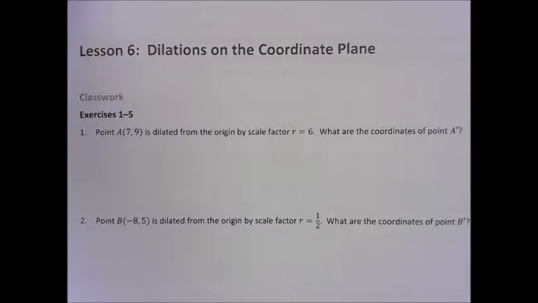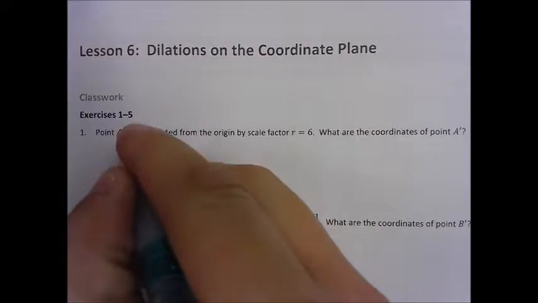So if we take a look at exercise 1, this is on page 26 of your binder. Point A is located at (7, 9) on the coordinate plane, and it's dilated from the origin by a scale factor of 6. So what are the coordinates of point A prime? The first thing that you need to know are your coordinate plane points. So point A is (7, 9). 7 is our x coordinate, 9 is our y coordinate.